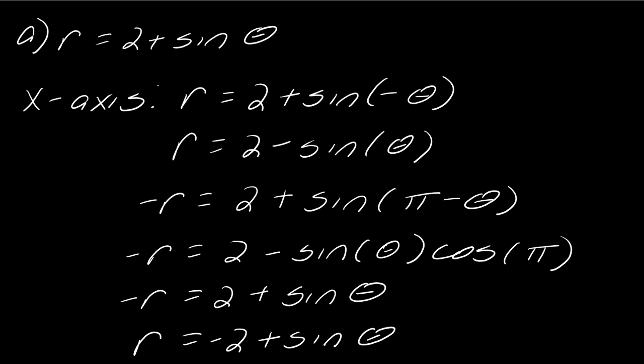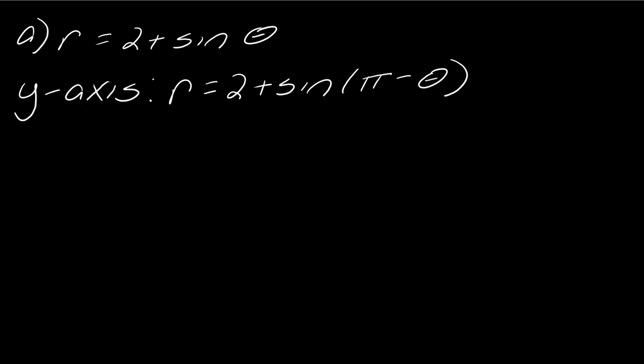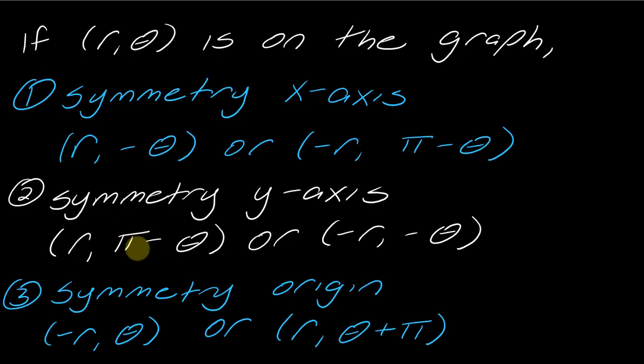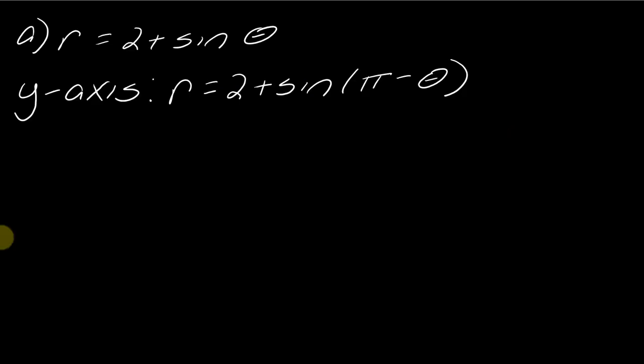Now, if you don't have symmetry about one axis, then you can't have symmetry about the origin. Symmetry about the origin means that you're symmetric about both the x and y axis. So this rules out some things that we have to test. Now I'm going to move on to the y-axis. Remember, for the y-axis, what I need to check is (r, pi minus theta). So we will start there. I plug in pi minus theta for my theta.